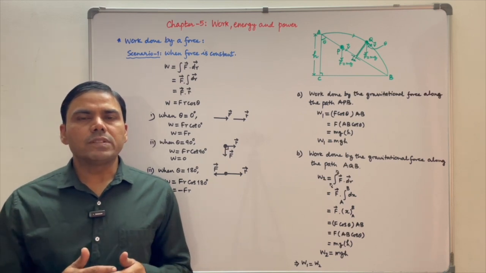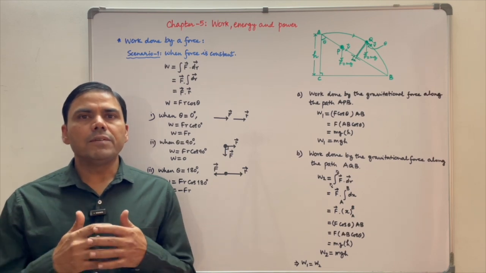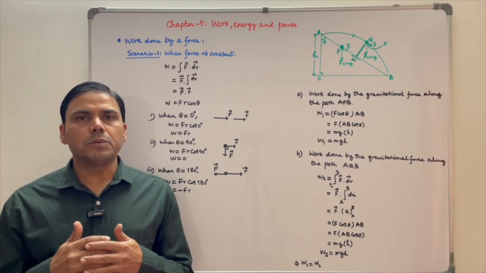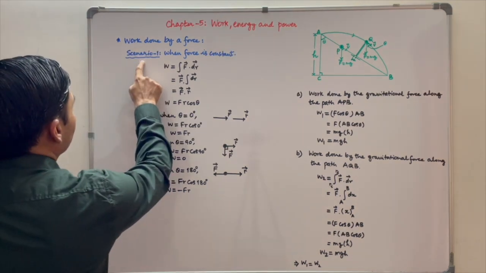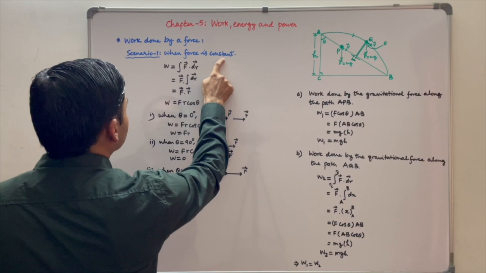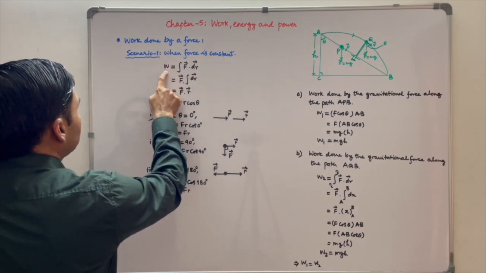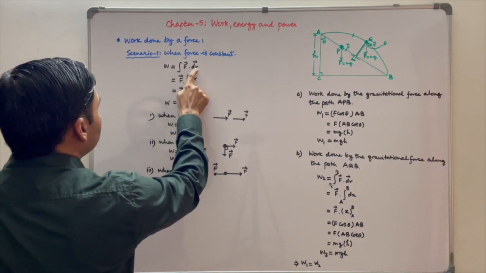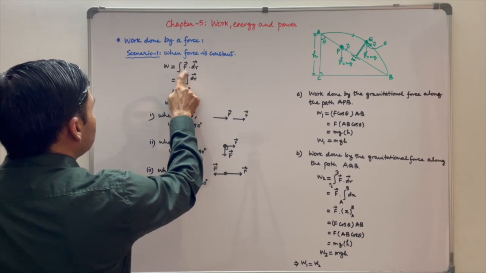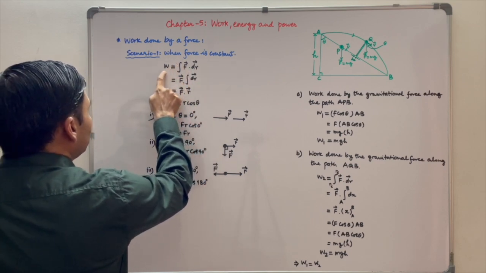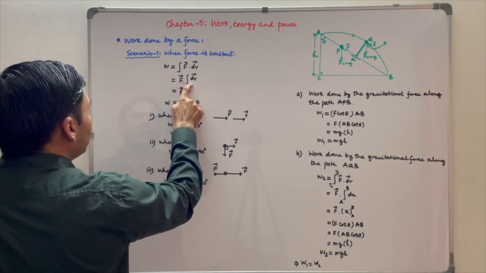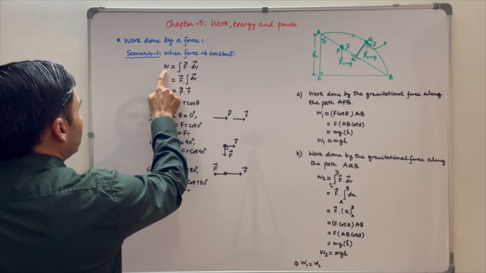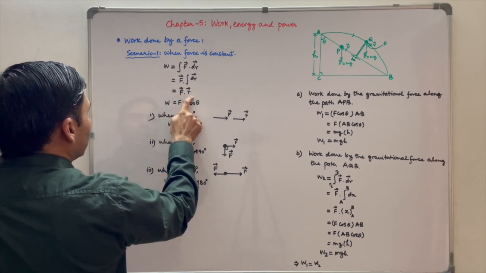Let us understand work done by a force. We will consider four scenarios: when force is constant, when force is variable, when force and velocity are perpendicular to each other, and when force is spring force. Scenario 1. When force is constant. We know that work done W is equal to integration of F dot dr. If F is constant, it can be taken out. So W is equal to F dot integration of dr, and integration of dr is equal to R. So W is equal to F dot R.